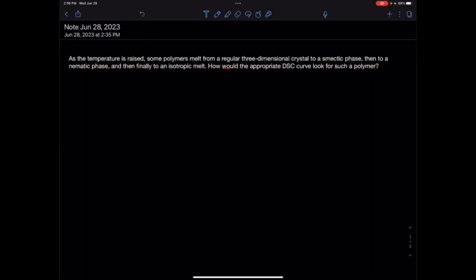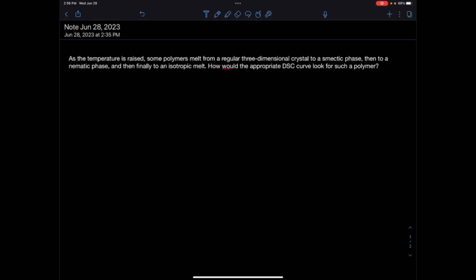As the temperature is raised, some polymers melt from a regular three-dimensional crystal to a smectic phase, then to a nematic phase, and then finally to an isotropic melt. How would the appropriate differential scanning calorimetry curve look for such a polymer?